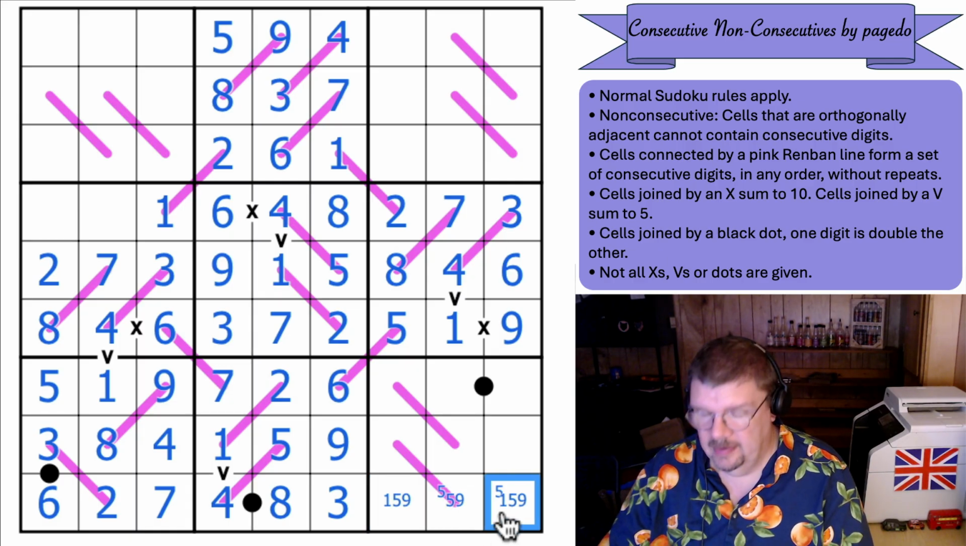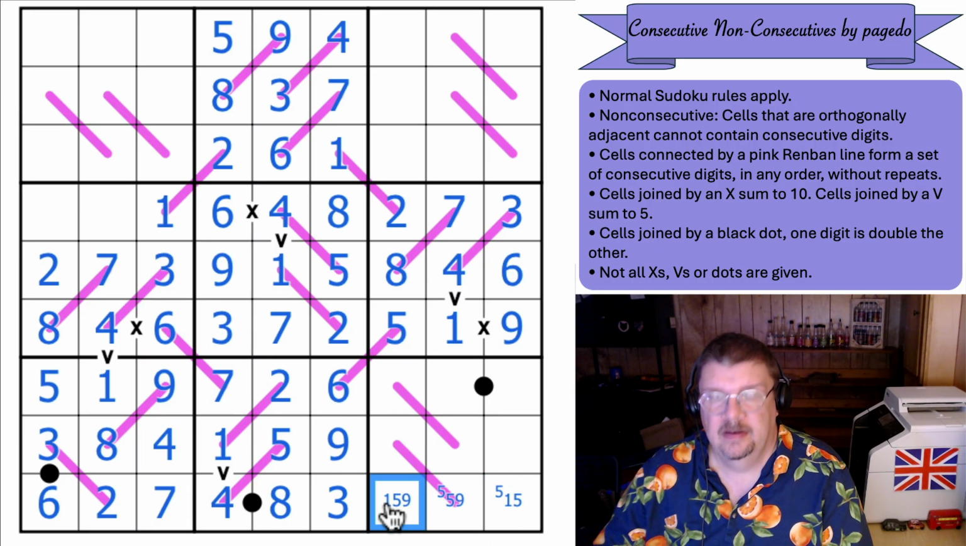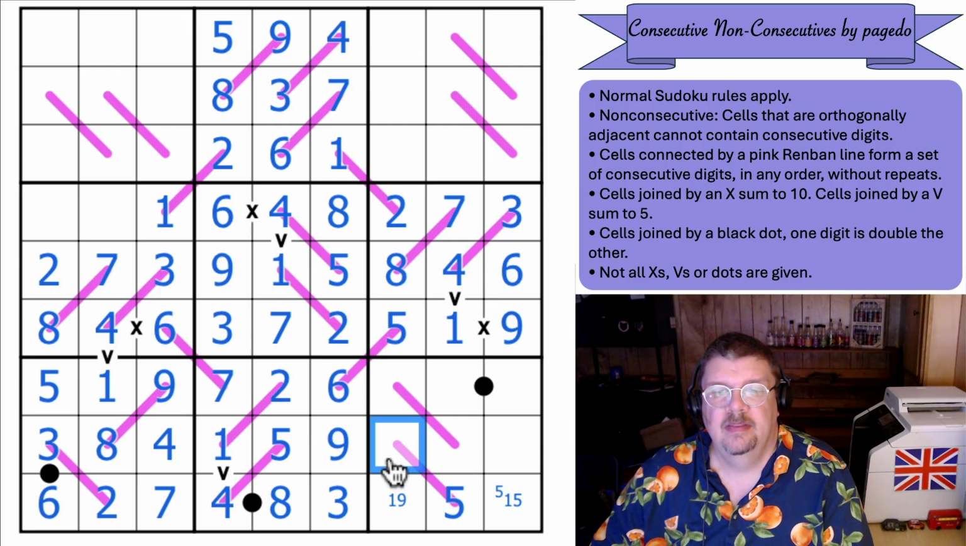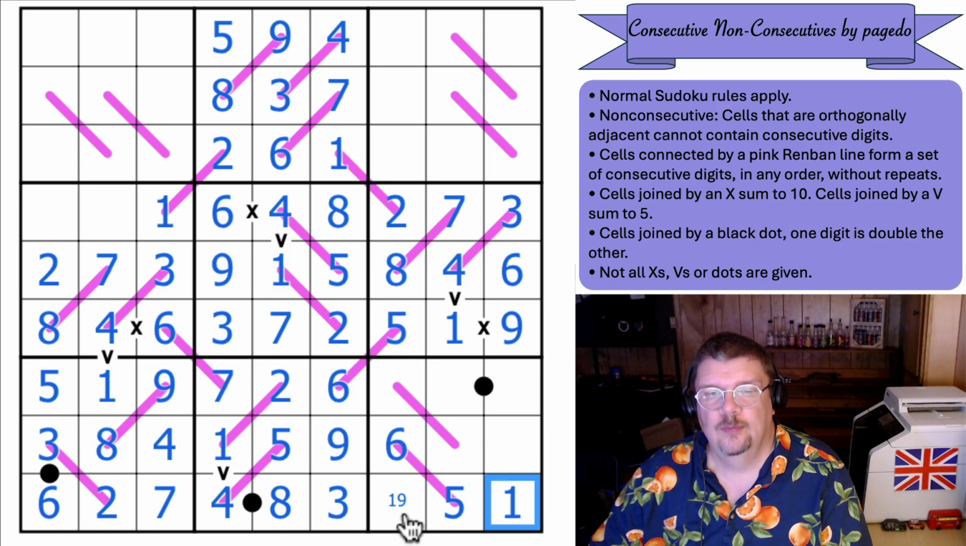That's not 1, that's not 9, and that's not 5. If this were 9, that would have to be 8, which it cannot be, so that is a 5. That makes this 4 or 6, and we see a 4 in the row, so that's a 6. This 5 makes this a 1 and this a 9.